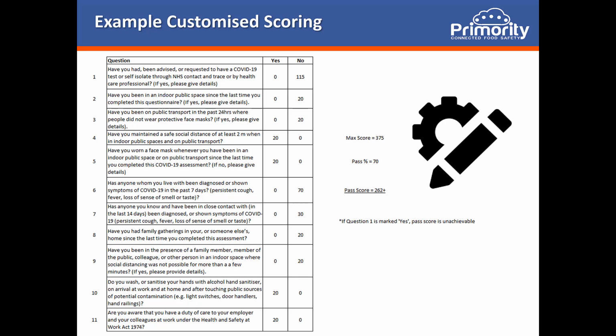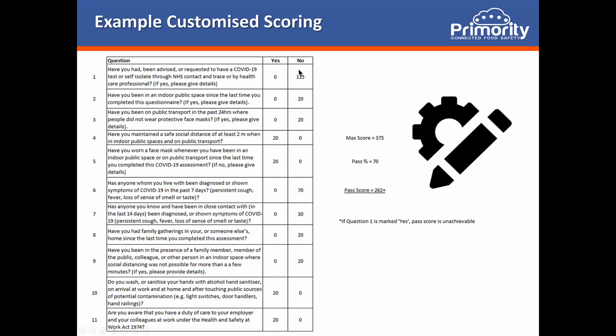So in this example, we created 11 questions to test various things, the most important of which you can see here is, have you been advised or requested to have a COVID test or self-isolate through NHS contact tracing, and so on. If yes, give details. So you're going to see this in action in a moment. If they answer yes to that, then there are 0 points. And if they answer no, then they get 115.